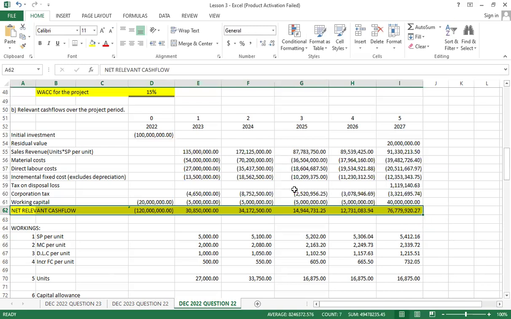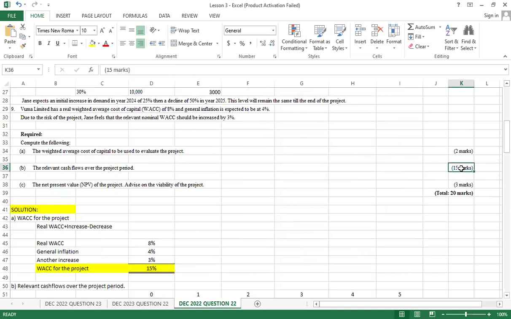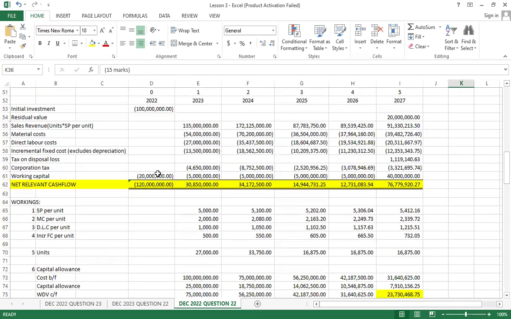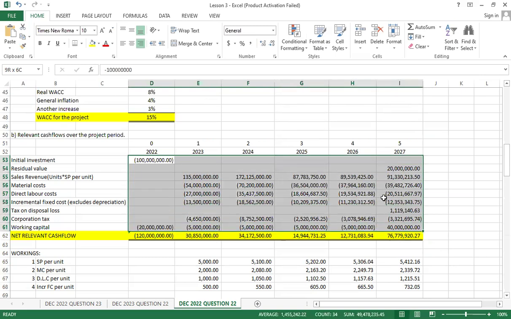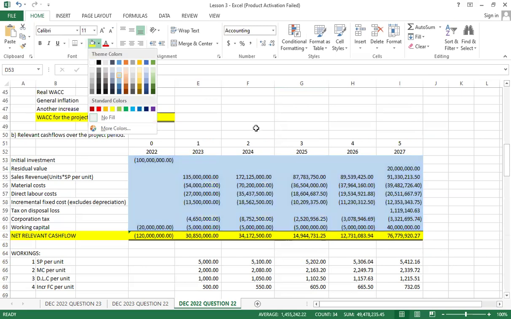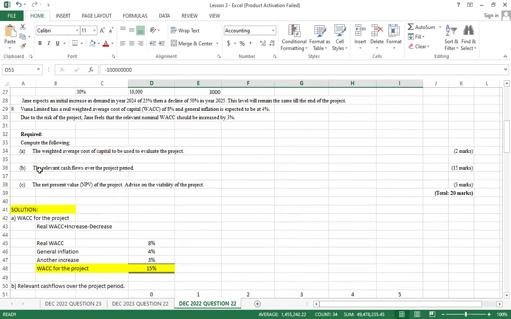But before that, remember that part B had 15 marks, meaning that these cash flows which we have summarized here, let me just color them, will give you the 15 marks. Because part B wanted the relevant cash flows over the project period. Marks given, remember we had 15.